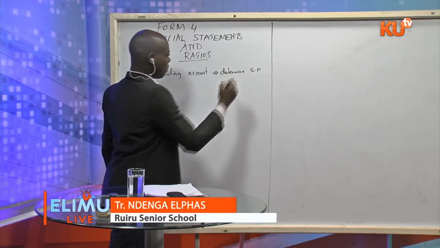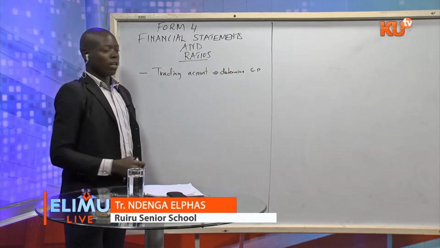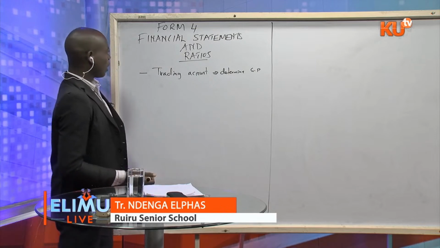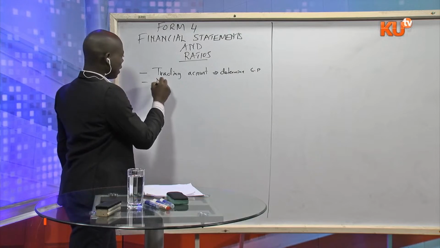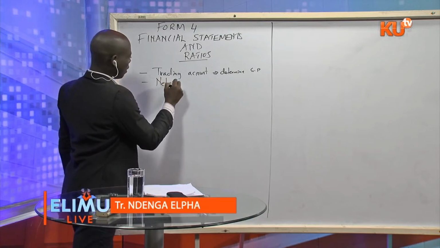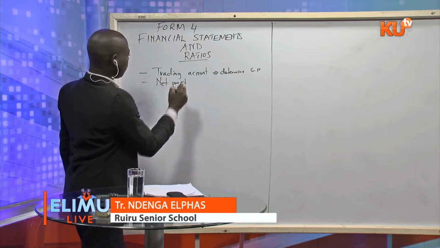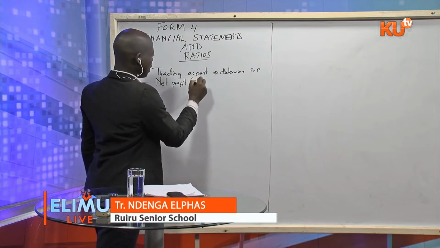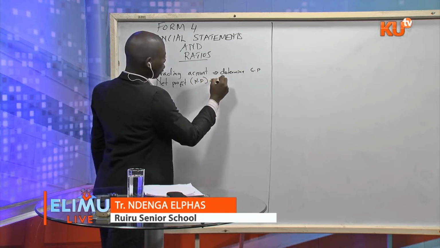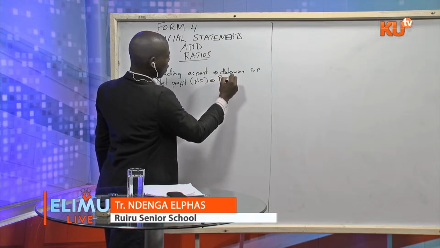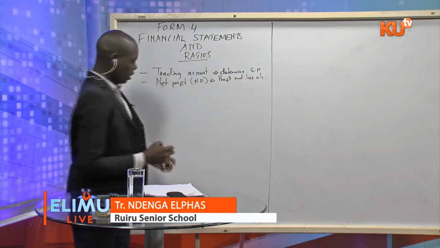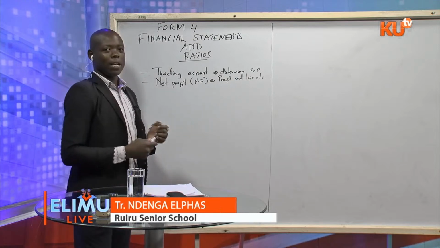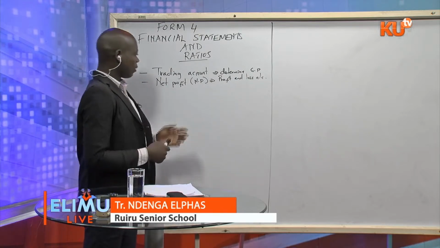Gross profit is made within a given period of financial accounting. And then number 2, we looked at what we call the net profit. The net profit, we said, is prepared by a statement we call the profit and loss account. These were two important statements that we prepared in our previous lesson.